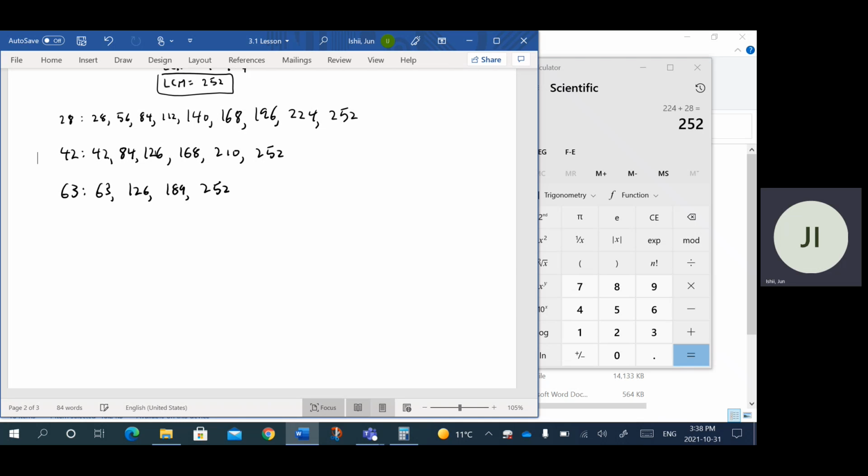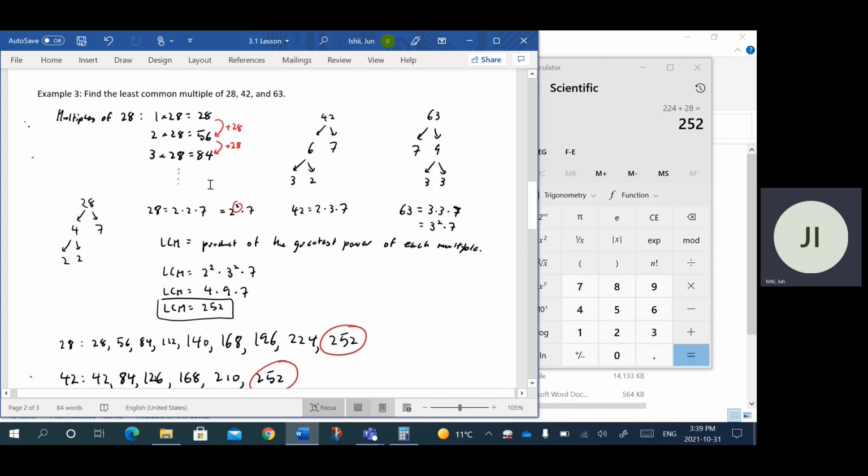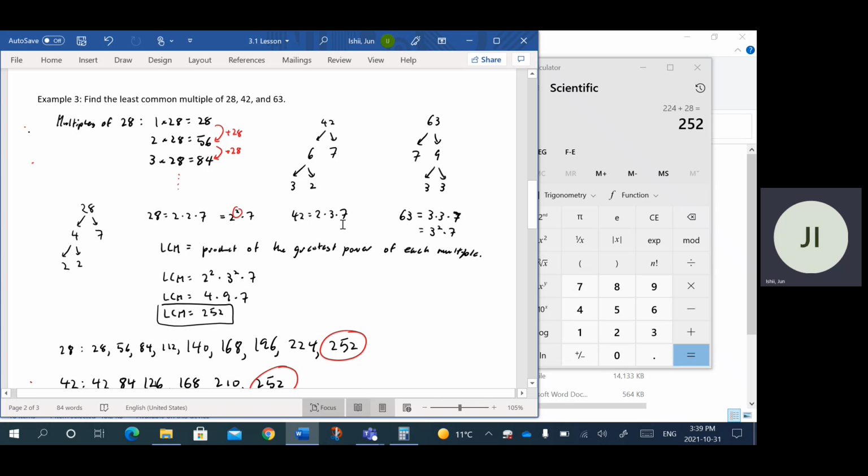If you compare these lists, the number that shows up in common with all three is 252. There's no number beforehand that shows up in all three. Sure, 126 shows up here, but it doesn't show up in this list. 168 shows up in these two, but not in this one. So the first number that shows up in all three lists is 252, and that's your lowest common multiple. Rather than writing them all out, you could do this, but it's a little more time consuming. I think it's more systematic if you do the prime factorization.